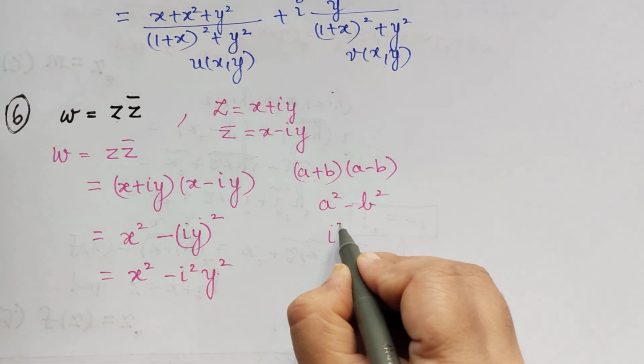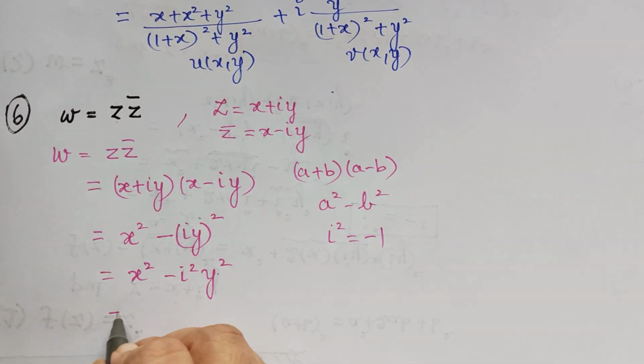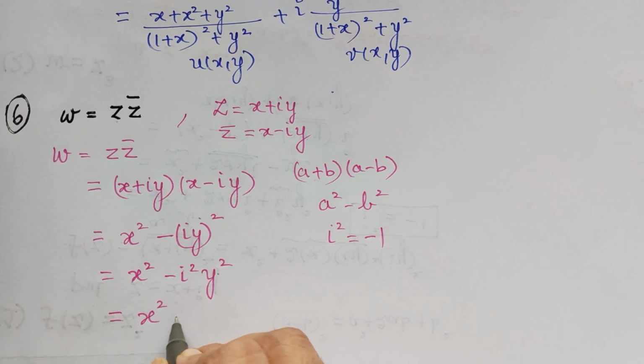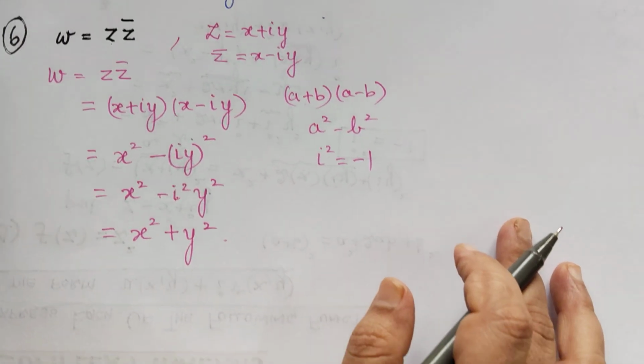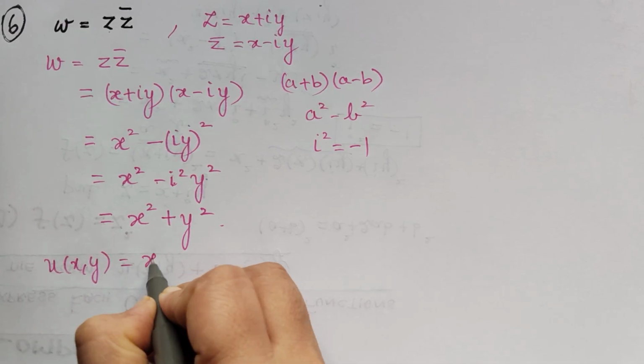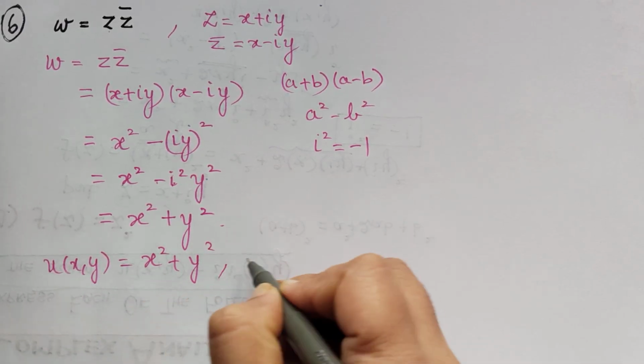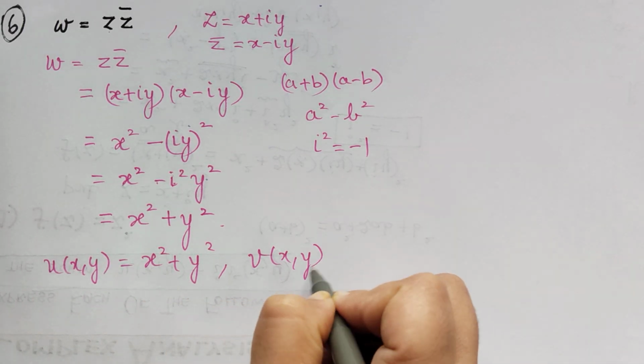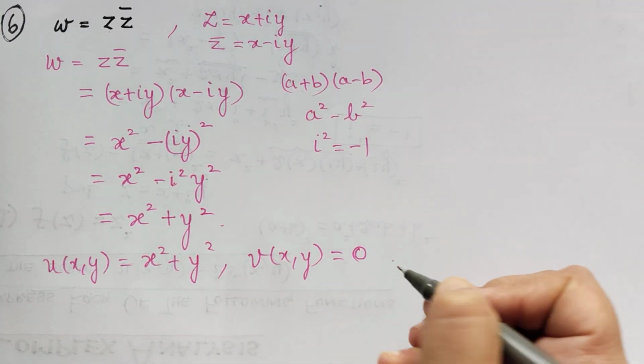We know that the value of i square is equal to negative 1. So that is equal to x square, so this is negative 1, minus into minus will become plus, and we have y square. And we see that this term does not have an imaginary part. So u of x comma y is equal to x square plus y square, whereas v of x comma y does not exist here, so that is equal to 0.